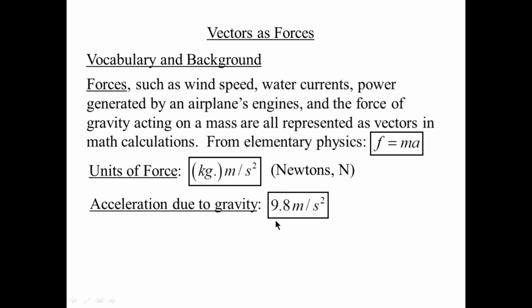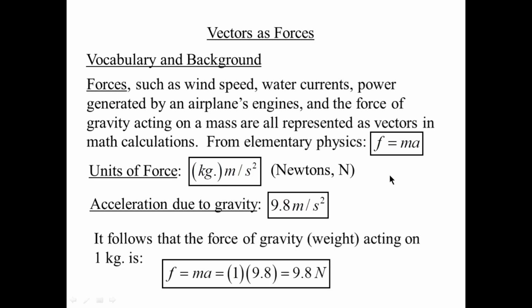Acceleration due to gravity would be the force acting on a single kilogram, and that would be 9.8 meters per second squared, or 9.8 newtons. So the force acting on a kilogram, pulling it towards the Earth, is 9.8 newtons. That's really the part you need to remember. It's just our conversion factor from kilograms to newtons. It's 9.8.